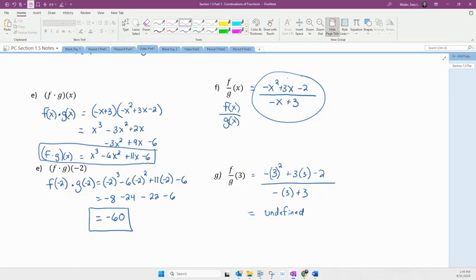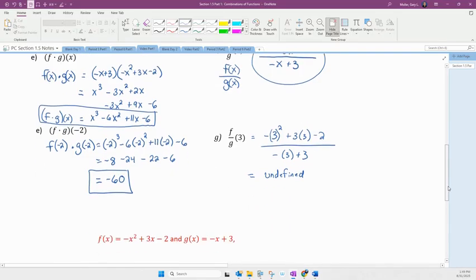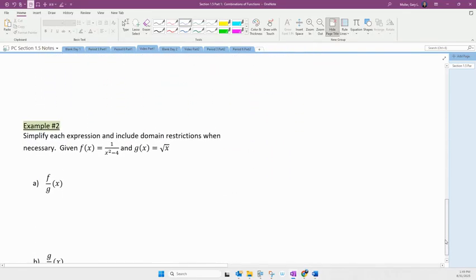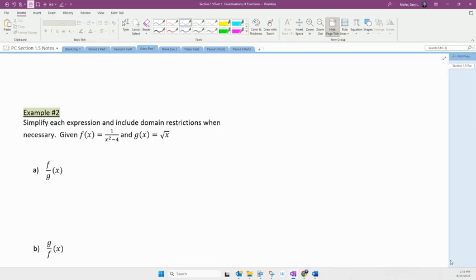All right. So with that in mind, let's have a little bit more discussion on that. Example number 2. Simplify each expression and include domain restrictions when necessary. Given that f of x is equal to 1 over x squared minus 4 and g of x equals the square root of x. Okay. So we've got to be really, really careful here.